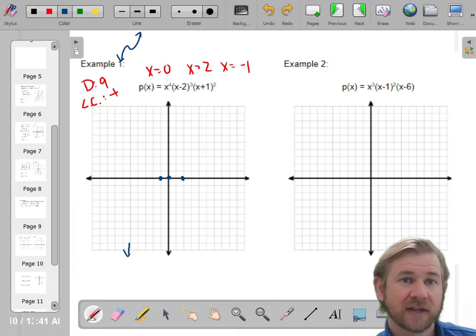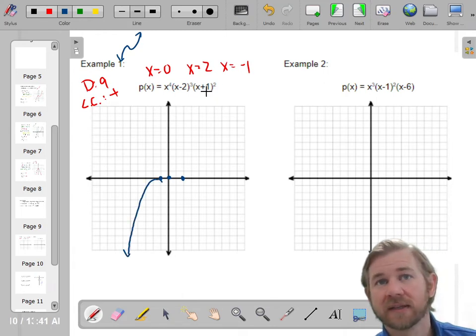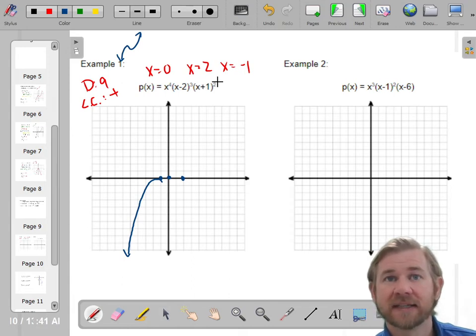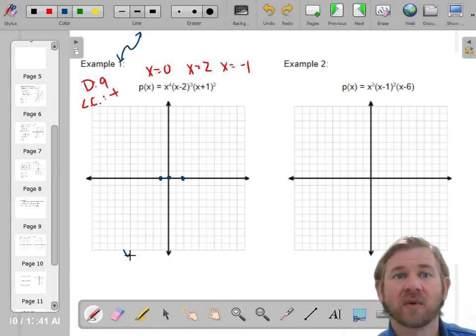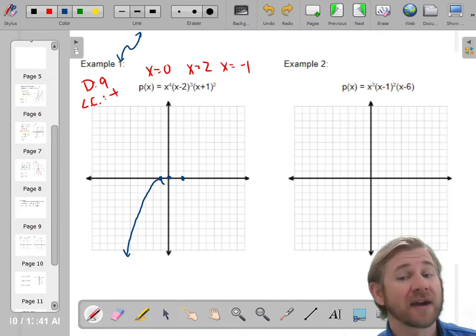So my first zero is at negative 1. All right, that is an even degree multiplicity. Negative 1 has an exponent that is even, so it bounces off. So it goes up to negative 1, and then it turns around. It bounces off the x-axis. Now we know we got to go back for more.